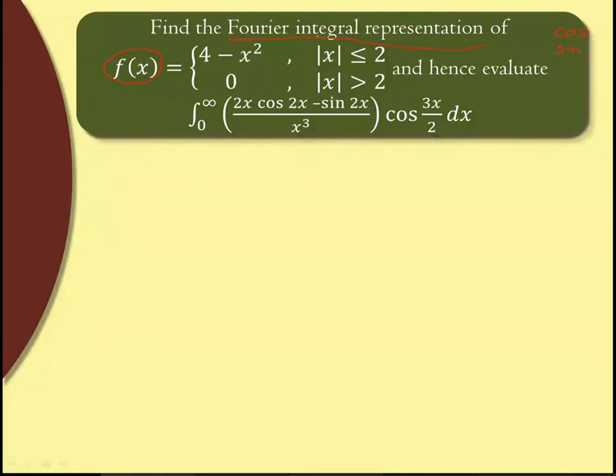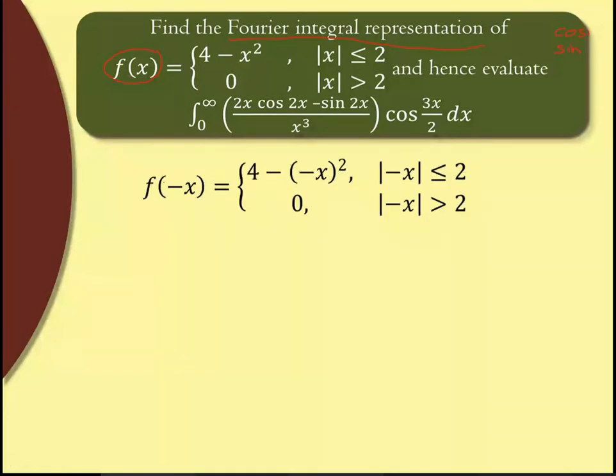Okay, so here it is not mentioned cosine or sine. So we check it for even or odd. How to check even or odd? Wherever x is there, replace it by minus x. So f(-x) will be (4 - (-x)²) for |-x| ≤ 2, 0 for |-x| > 2. We have to replace x by minus x everywhere in the function.